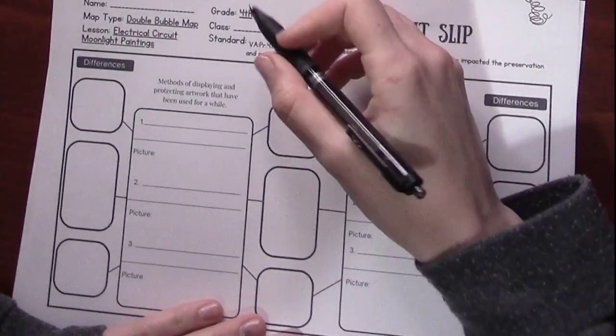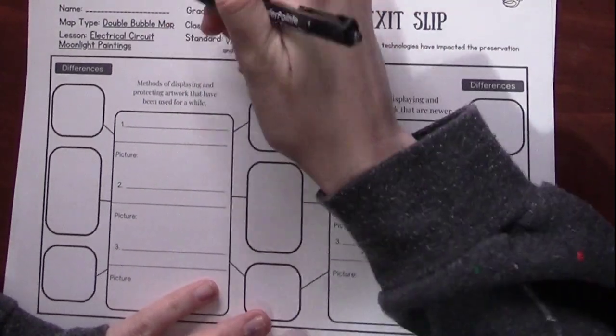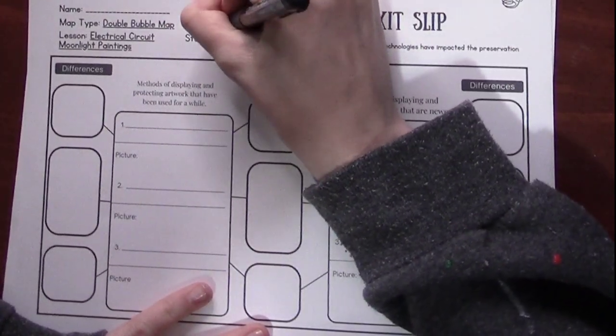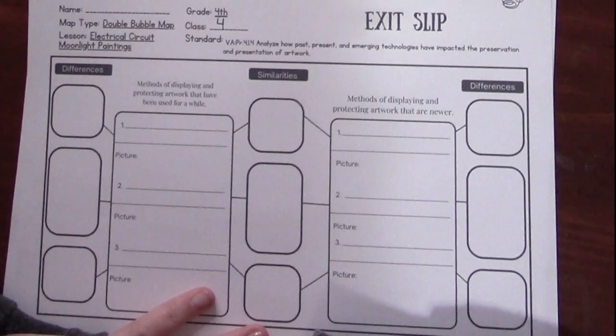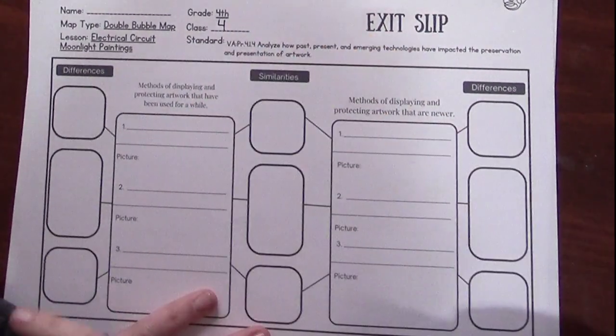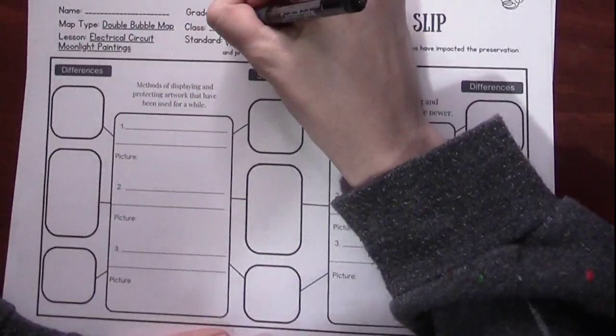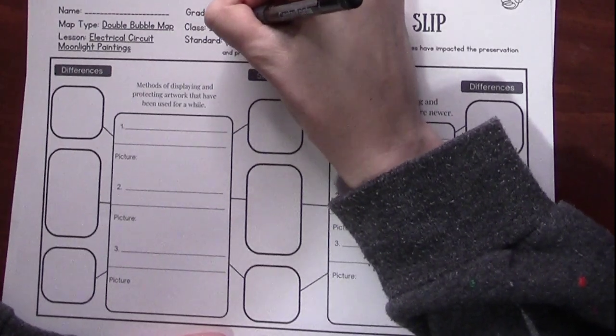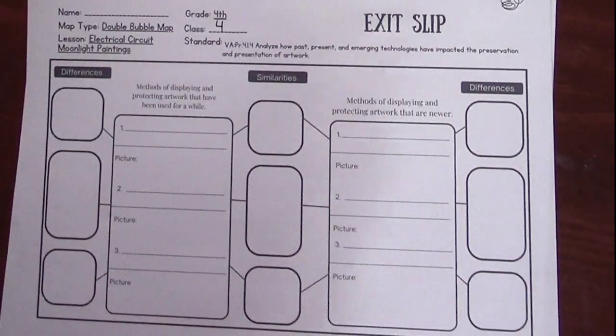Okay, and then for your class, you're going to write the number 4 because you're a 4th grader and the letter of your teacher's last name. So if your teacher's last name starts with a B, you would write B, etc.